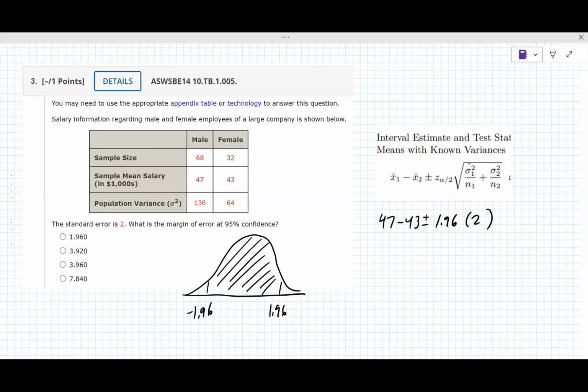So the margin of error here is this part. This is the margin of error in the confidence interval formula. So you just have to multiply 1.96 times 2 for that. 3.92. Yes.